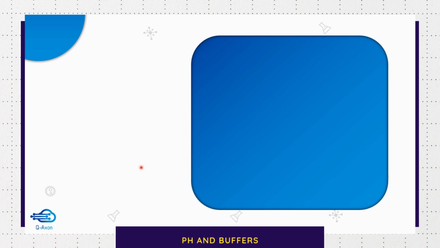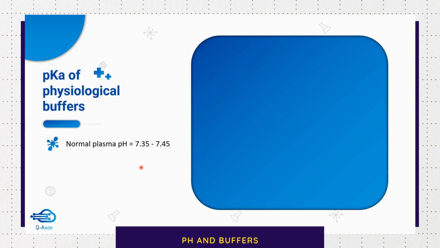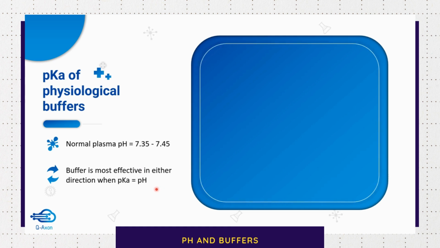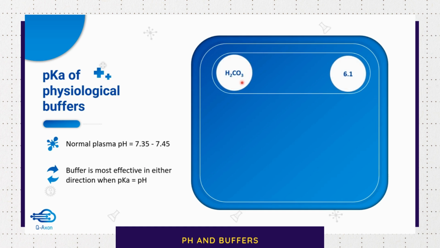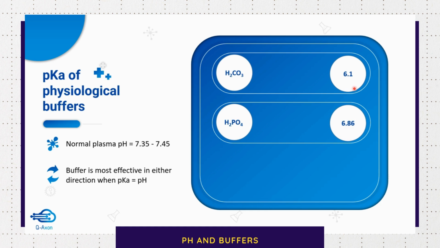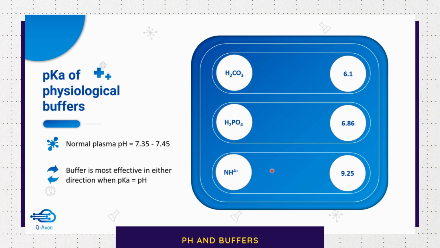See, normal plasma pH we said is 7.35 to 7.45, and a buffer is most effective in either direction when pK is equal to pH. But that is not the case with physiological buffers. Our physiological buffer H2CO3 has a pKa of 6.1, while another buffer which acts intracellularly, the phosphate buffer, has a pKa of 6.86. On the other hand, the ammonium buffer, which is present in tubular fluid in kidneys, has a pKa of 9.25.